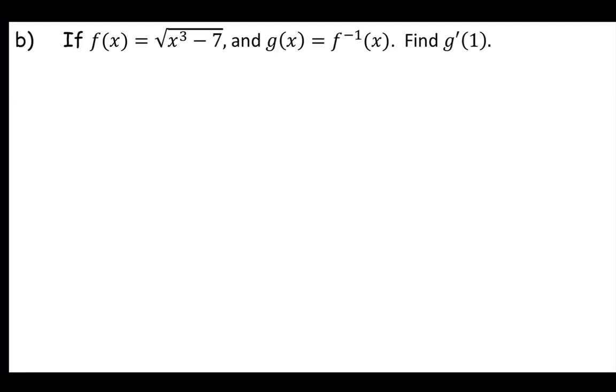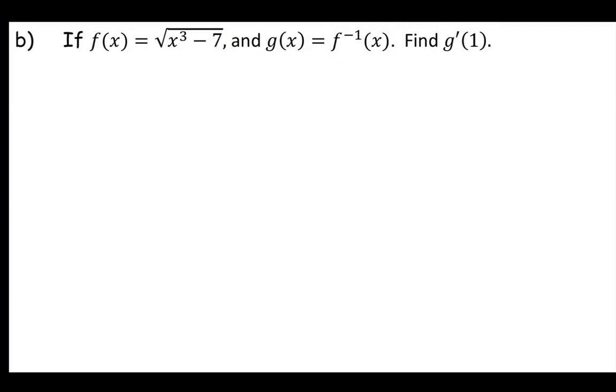All right, so f of x is our function. It says g of x is the inverse of this guy. Find the derivative of g at 1. So really what we're doing is we're finding the derivative of the inverse and plugging in 1.